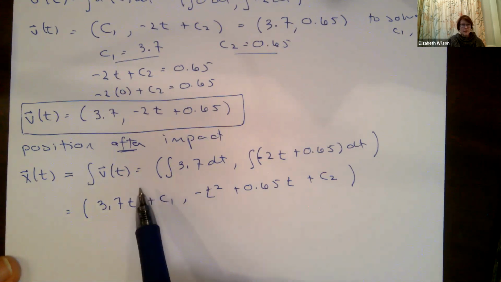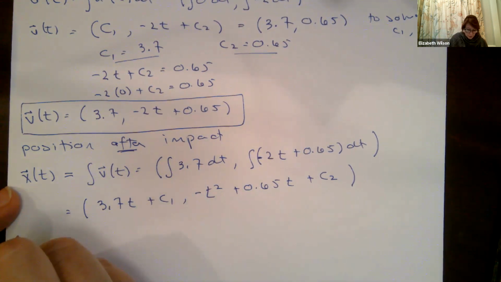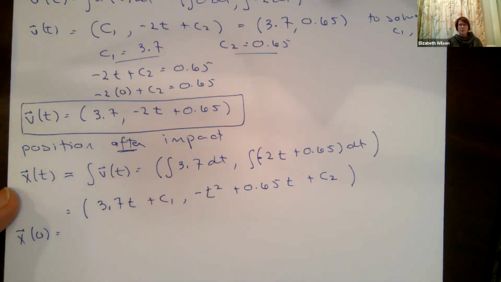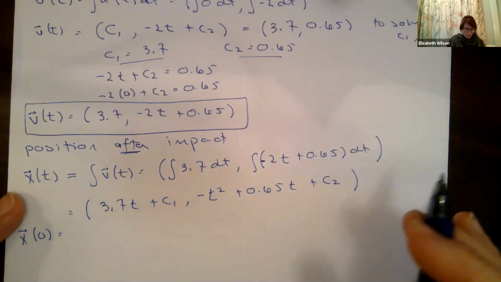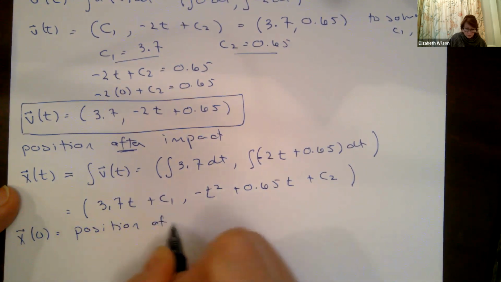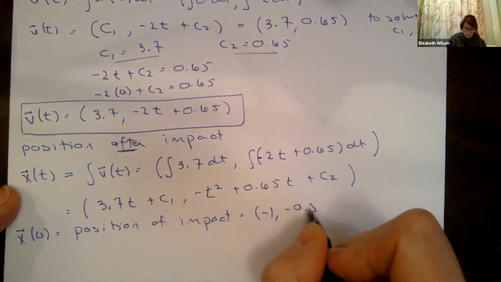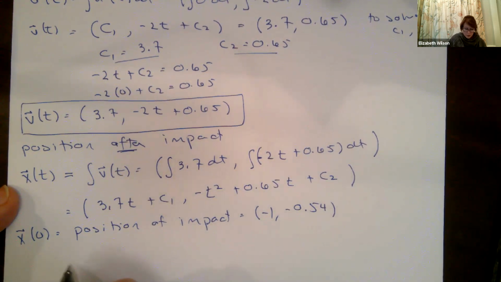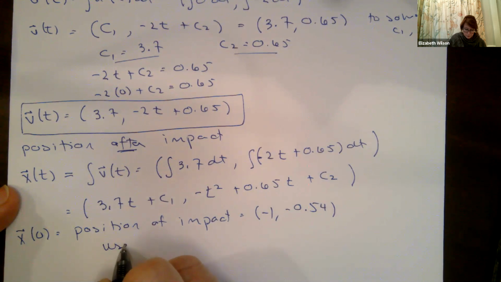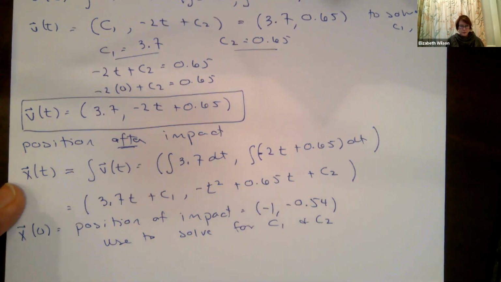Okay, this I need to set equal to my first position of impact. So that was my new initial position, to solve for C1 and C2. So X of 0, right? We're sort of starting the time clock over again. Once we impact, right, then we reset our time. T equals 0, now we're going to keep moving. So X of 0 equals now the position of impact, which is equal to, we said, -1, -0.54. We calculated that before, remember? So I'm going to use that to solve for C1 and C2.